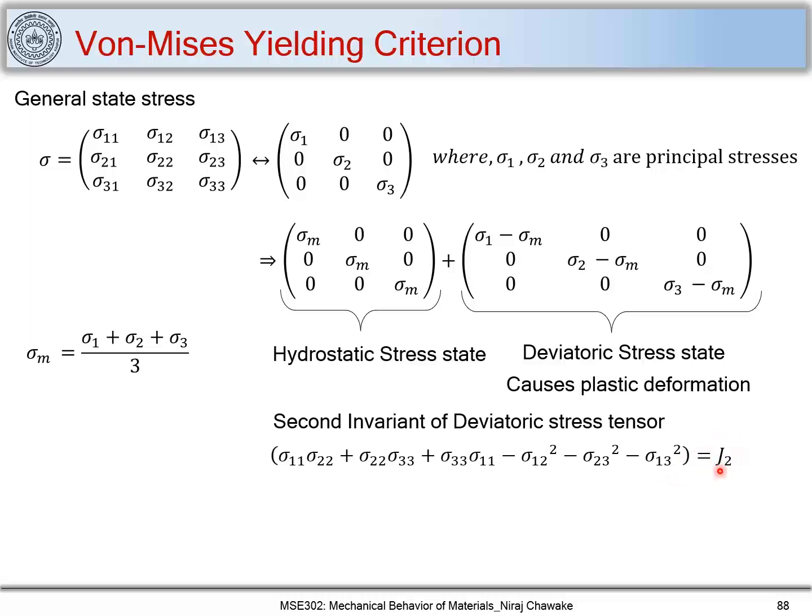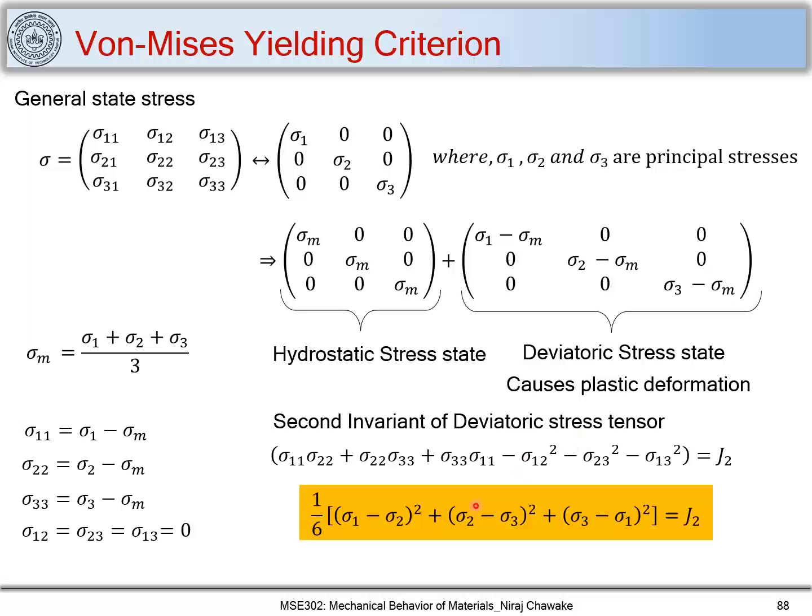This is J2. And here the sigma 11 you can write as sigma 1 minus sigma m. Sigma 22 can be written as sigma 2 minus sigma m. Sigma 33 is equal to sigma 3 minus sigma m, and sigma 12 equal to sigma 23 equal to sigma 13 equal to 0. So we can write these values for this deviatoric stress tensor and find out this J2, which is nothing but the second invariant of deviatoric stress tensor.